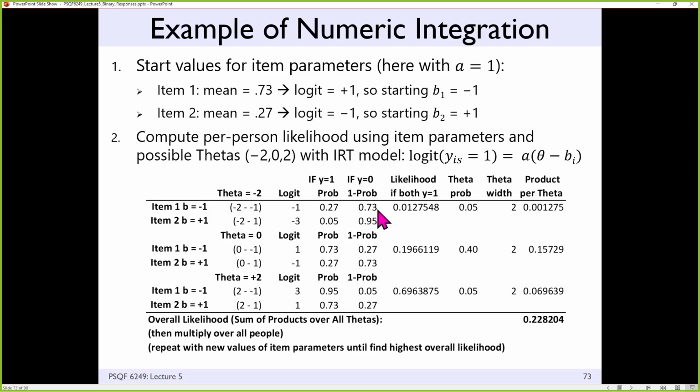Now I know which actually happened. I know if I got the answer right or not. So I know which of these should be relevant. Let's say that I got the answer right, so the 0.27 is relevant.